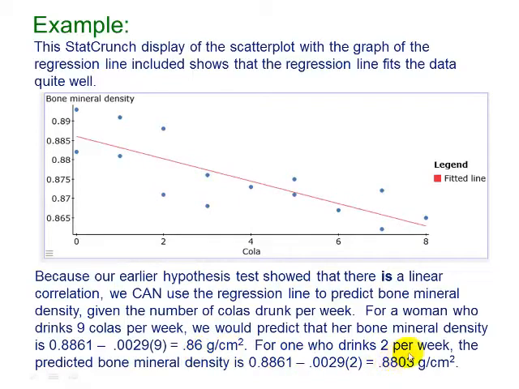For a woman who drinks 2 colas per week, our predicted bone mineral density would be 0.8803. Notice in this one we're plugging in 2 in place of the x. And if we look at the scatter plot and the line up here, for the woman who drinks 9 per week, that value would be over here where x is equal to 9, and our y value would be wherever our y value is on that line. For the 2, we're looking at the point on the line where x is 2. So the value we came out with, 0.8803, is the y value for this point right here.